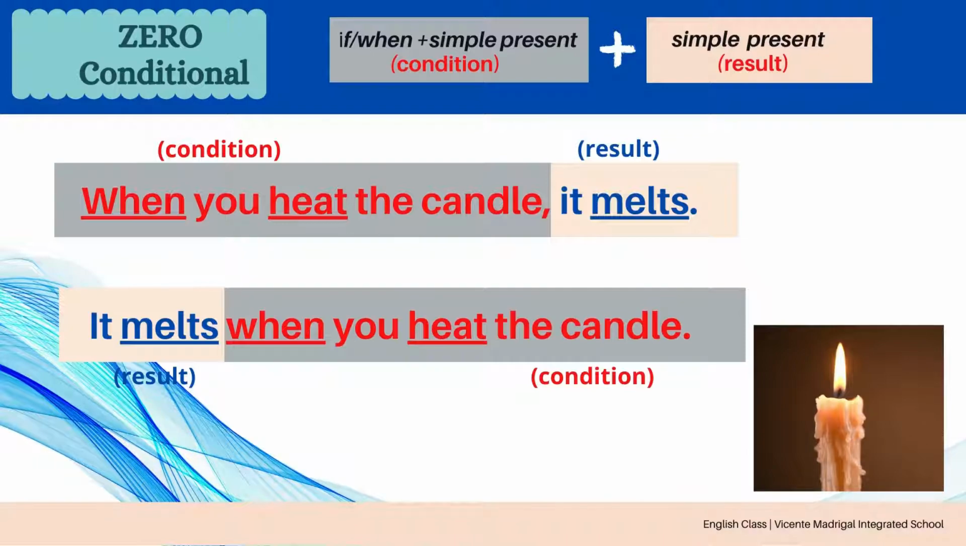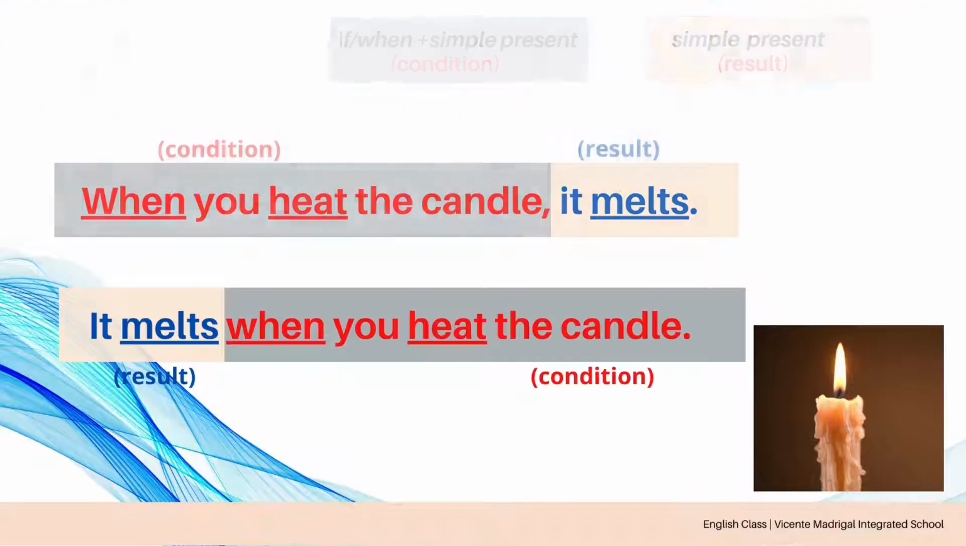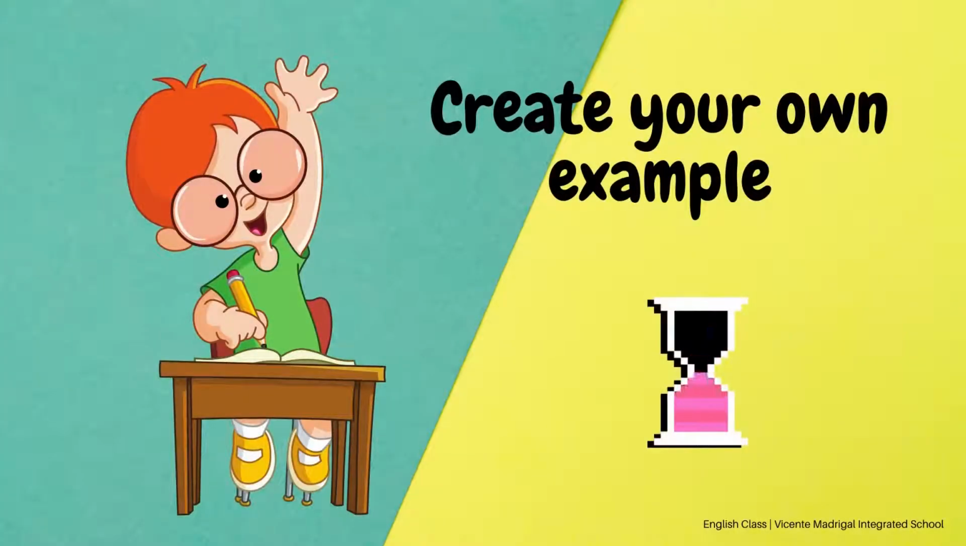This is zero conditional because it talks about general truth. The candle will melt if heated, and it tells us the result of the condition, that when you heat the candle, it melts, or vice versa. Again, we do not use a comma to separate the parts when we interchange the positions of the condition and result in the sentence. Did you get it? Now, it's time for you to give your own sentence. Nice job! You did it!